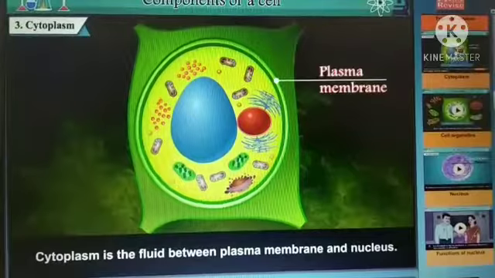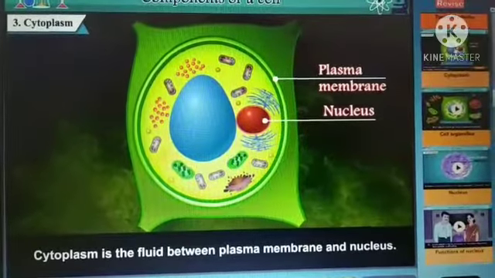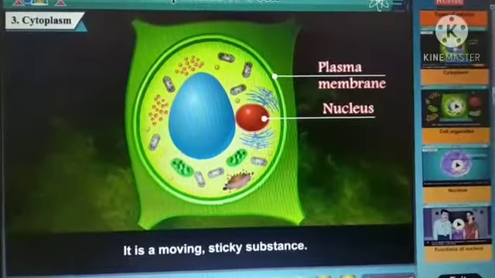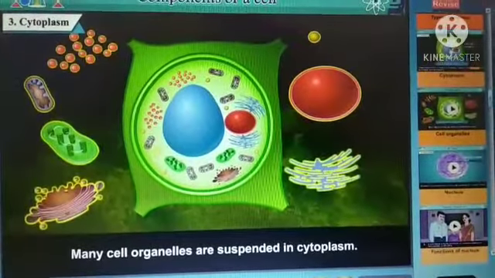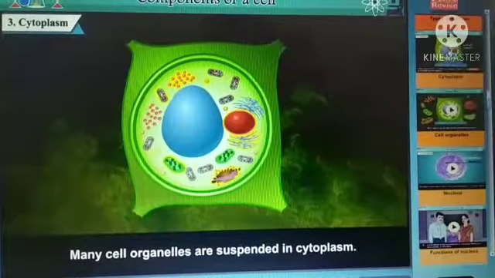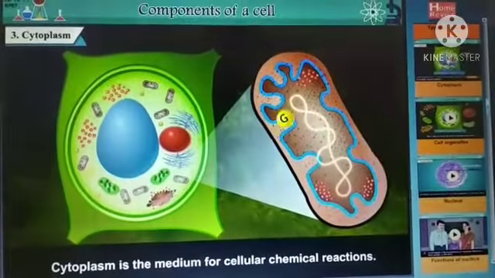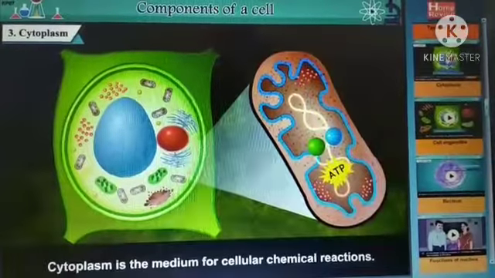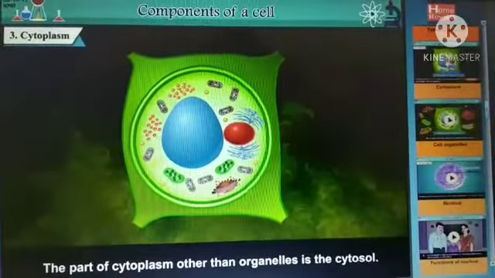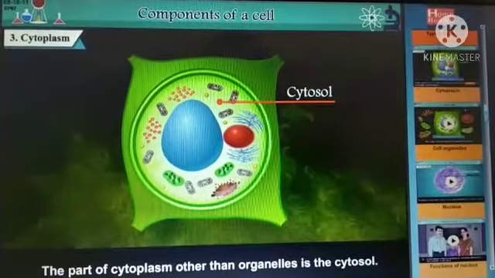Now we will see cytoplasm. Cytoplasm is the fluid between plasma membrane and nucleus. It is a moving, sticky substance. Many cell organelles are suspended in cytoplasm. Cytoplasm is the medium for cellular chemical reactions. The part of cytoplasm other than organelles is the cytosol.